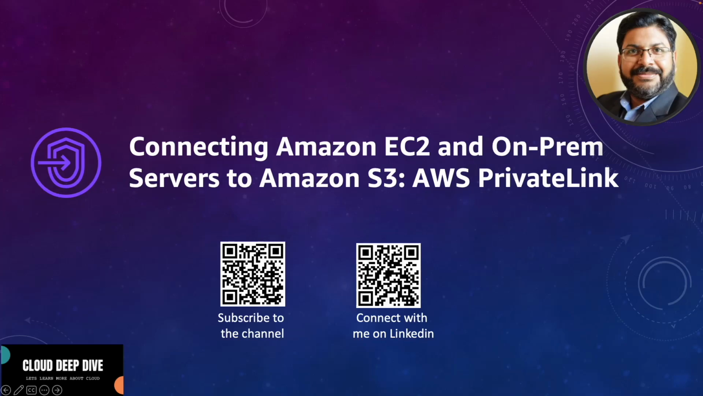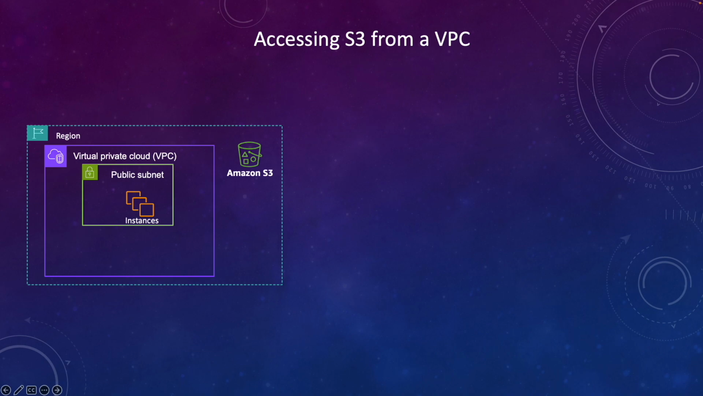In today's video, we will talk about how Amazon EC2 instances and on-prem servers can connect to an S3 bucket by using AWS PrivateLink. So let's start with how EC2 instances running in your VPC can access your S3 bucket. One of the ways is you can have your internet gateway, have your EC2 instances running in a public subnet, and via the internet you can access the S3 bucket.